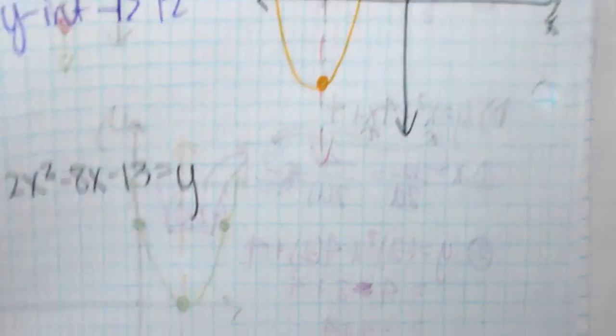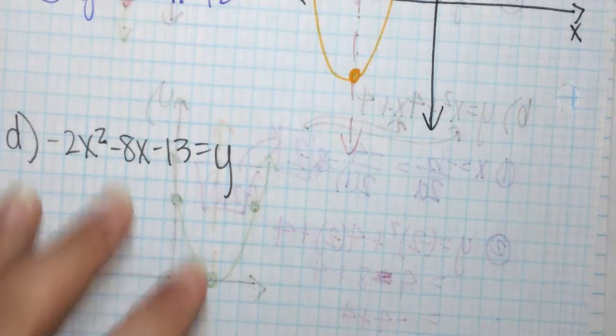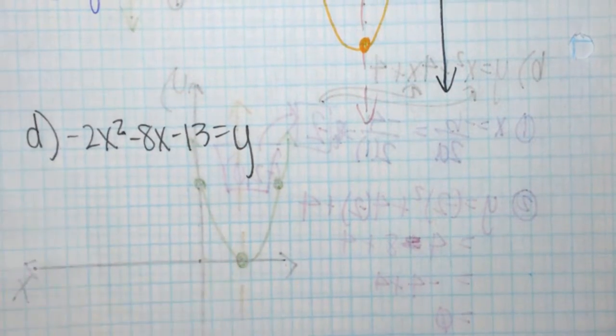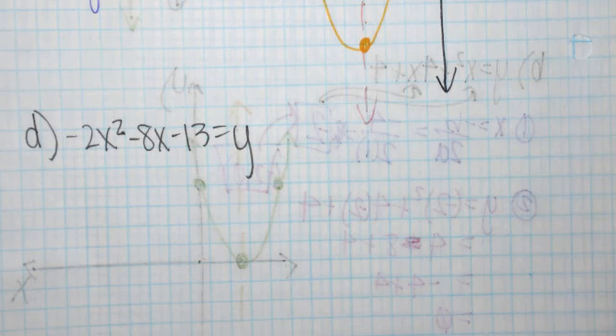Alright, so D is -2x squared minus 8x minus 13. Do you have to watch out for the negatives? Yes, you do. This one's going to have a maximum because of the negative. Does it matter where you put the wire? Like, in the front? No. I don't like the wire. It doesn't. You can put it wherever.